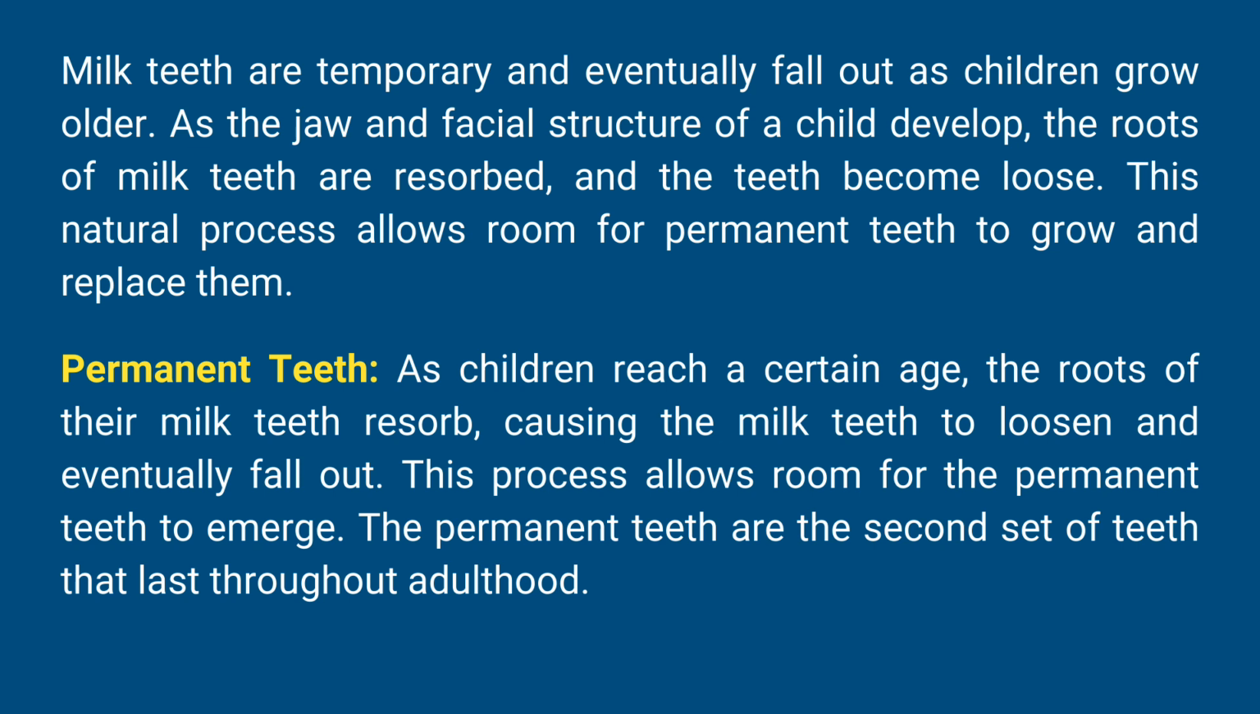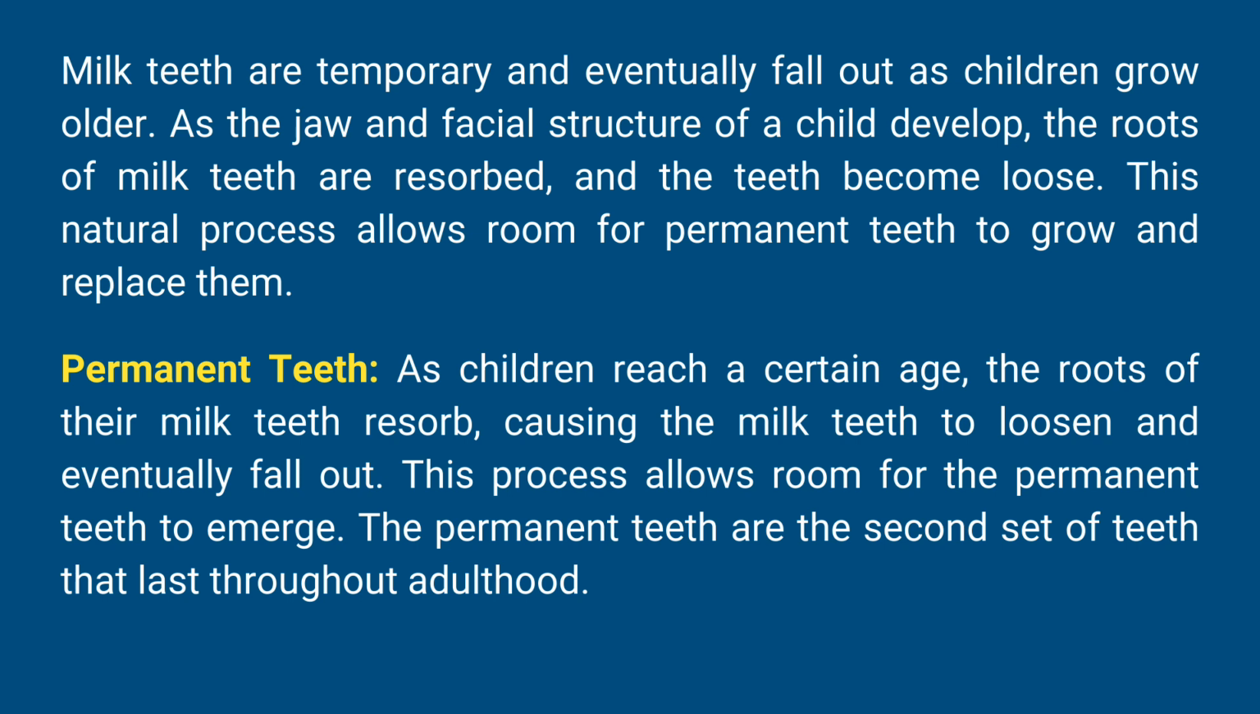As the jaw and facial structure of a child develop, the roots of milk teeth are resorbed, and the teeth become loose. This natural process allows room for permanent teeth to grow and replace them. Permanent teeth. As children reach a certain age, the roots of their milk teeth resorb, causing the milk teeth to loosen and eventually fall out. This process allows room for the permanent teeth to emerge.